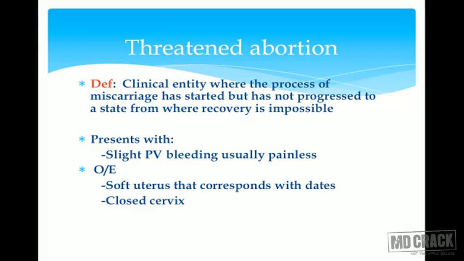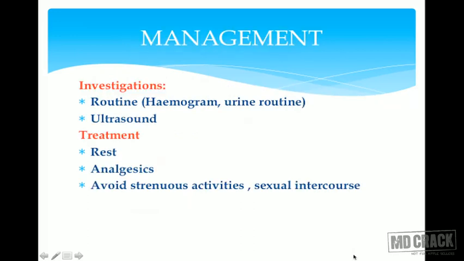The patient usually presents with slight PV bleeding, usually painless. If you examine her, the uterus corresponds to the gestational age. Means all the products of conception are inside the uterus. The size of the uterus is according to the gestational age. And you will find that the cervix is closed. Minimal bleeding can be seen.